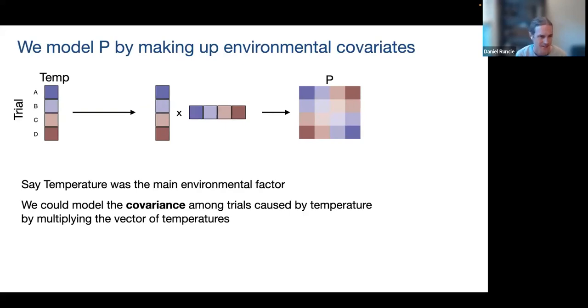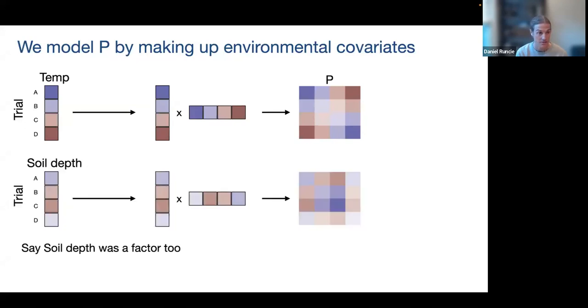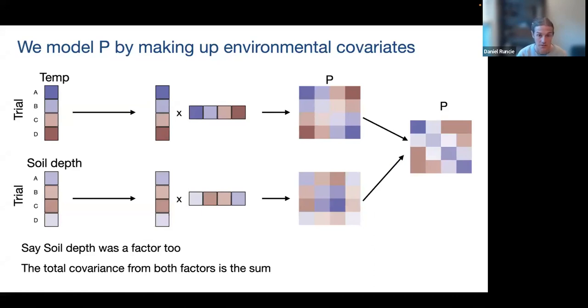But we expect there's going to be multiple drivers here. So say soil depth was also a driving factor. We could similarly measure the soil in each of our trials, rank the trials based on them, and then create a covariance matrix for soils. Now, if these two were the drivers, then you would simply add up those two sources of covariation into a total covariance matrix. And so the idea here is that we get this covariance matrix from actually just the vectors themselves. And so that's a reduction in the number of effective parameters, which gives us more efficiency.